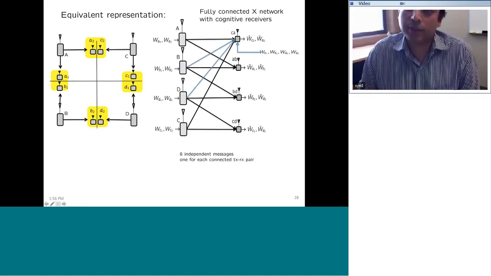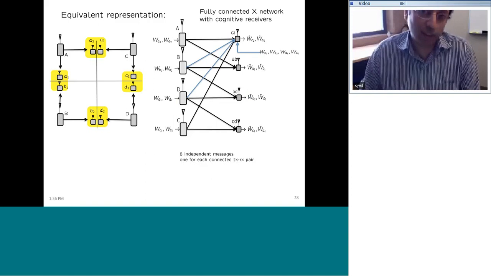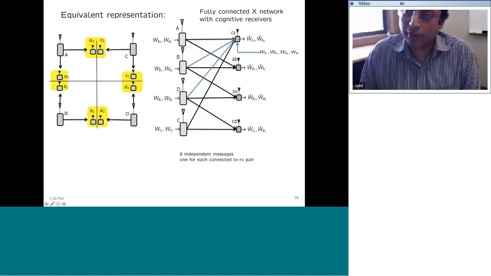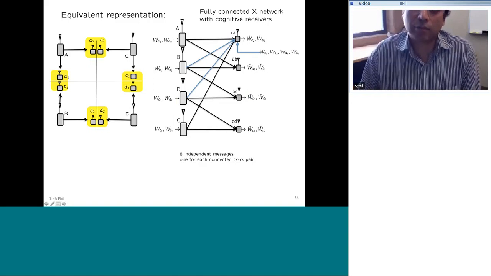I will add these 2 channels. My goal, remember, is to make it fully connected. When I add these 2 channels, I'm adding interference from transmitters B and D to receiver CA. But I've also provided him the side information that will allow him to completely subtract out these signals. So information theoretically, this network is equivalent to the previous one. Nothing has changed.